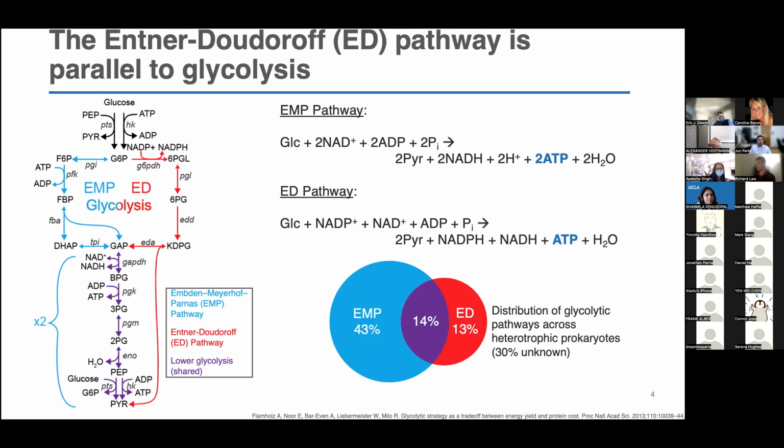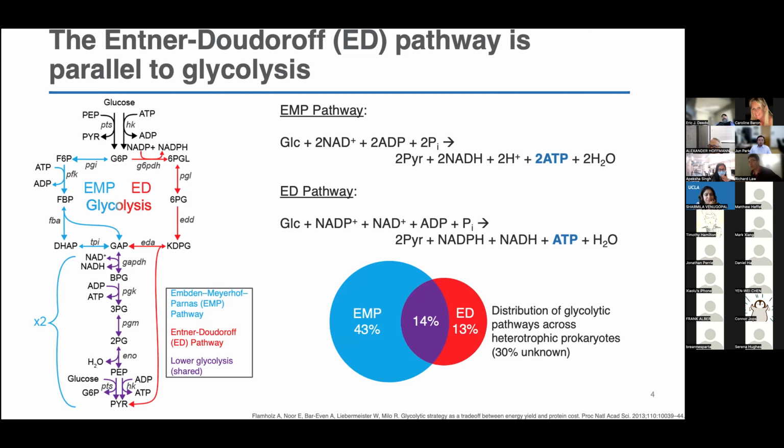However, phylogenetic studies of different heterotrophic prokaryotes have shown that the ED pathway is, in some cases, exclusively used. And interestingly, for the topic of this research presentation, in organisms such as E. coli, which is a very highly studied model organism for metabolism, E. coli sits inside this purple region of 14% of organisms that actually possess both the EMP and the ED pathway.